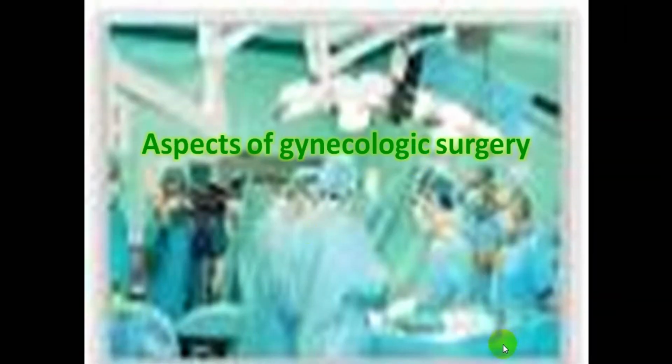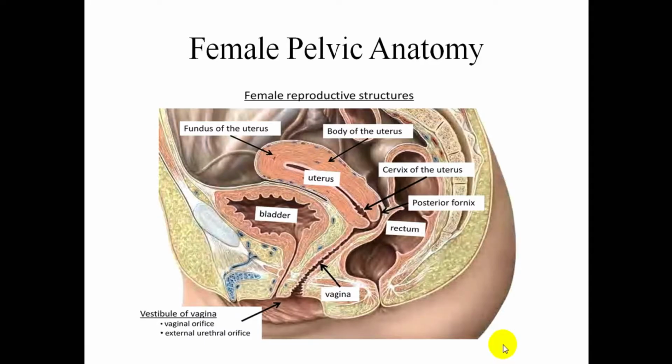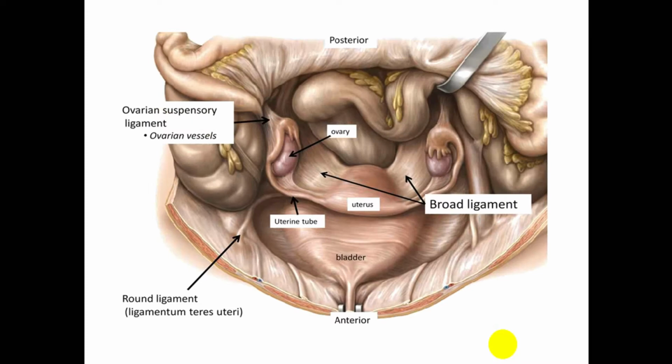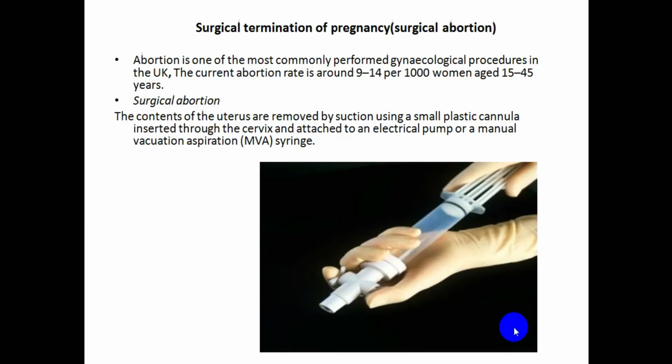About the aspect of the gynecological surgery. First of all, we know that female pelvic anatomy and pelvic organs are related to the other organs in the pelvis. And this slide reveals the ligaments that attach the uterus to the pelvic organs and support the uterus and prevent prolapse. First of all, a commonly used surgical termination of pregnancy, surgical abortion.